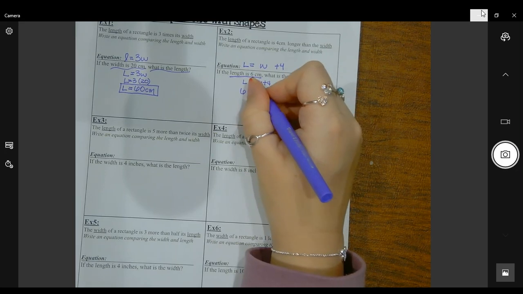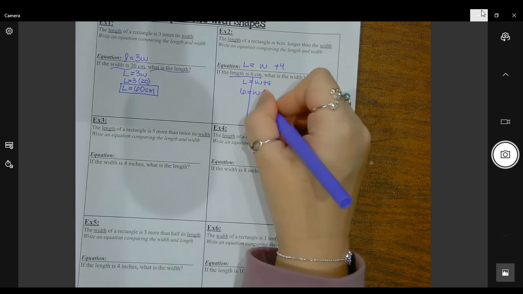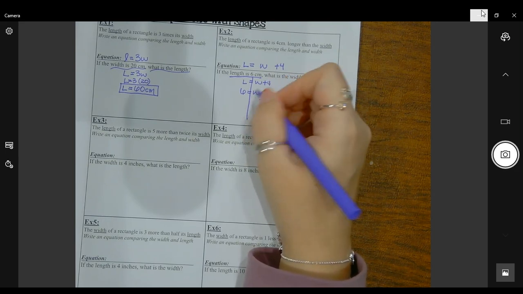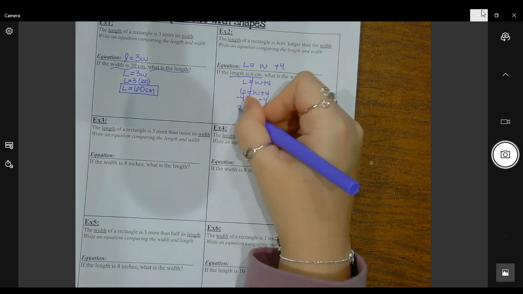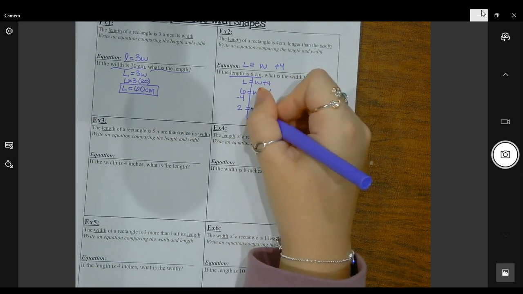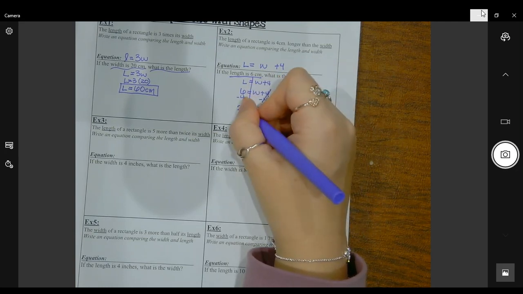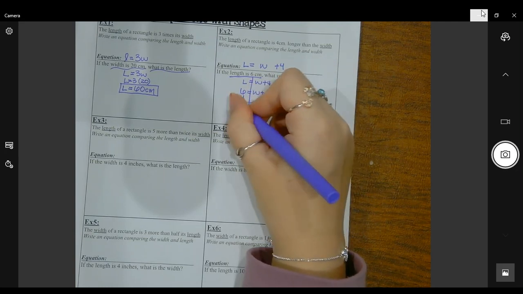Now to simplify this, how do I isolate the W? Well, it has this plus 4 here. So to get rid of that plus 4, I'm going to subtract 4. And whatever you do to one side, you got to do to the other. So 6 minus 4 is 2. Bring down your equals. Those cancel, and now you just have W plus 0, or W. So your width is 2 centimeters.